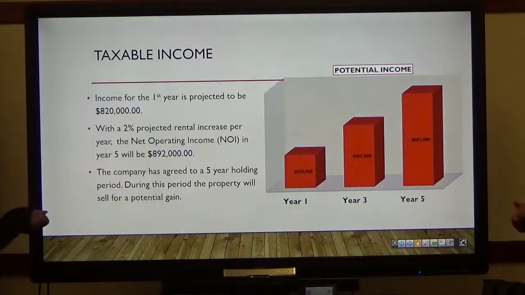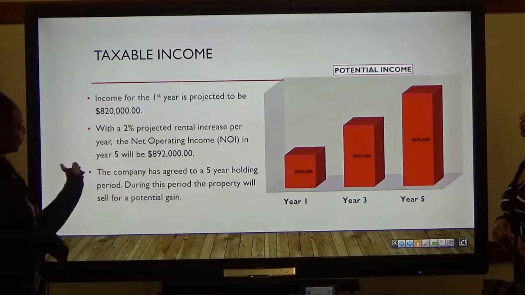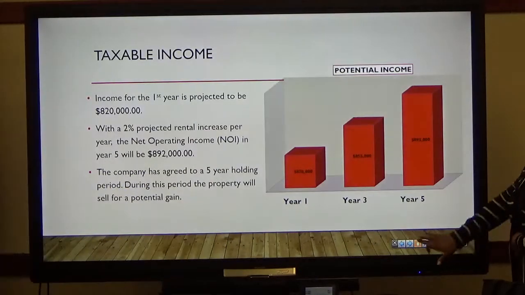We did the same thing with the taxable income. We showed that in the first year it's projected to make $820,000 with a 2% projected rental increase. At year 5 it is going to be $892, so we showed that on the graph.